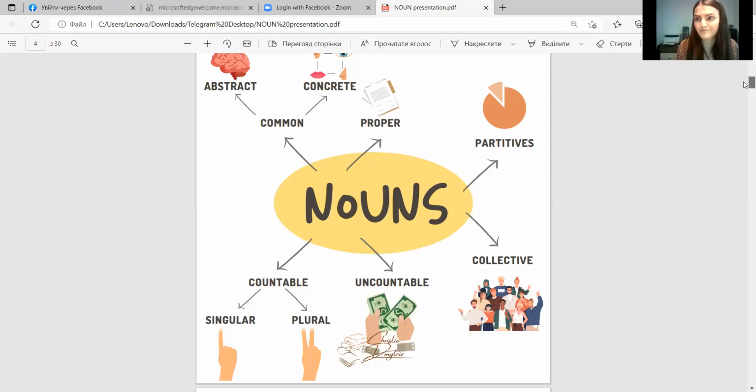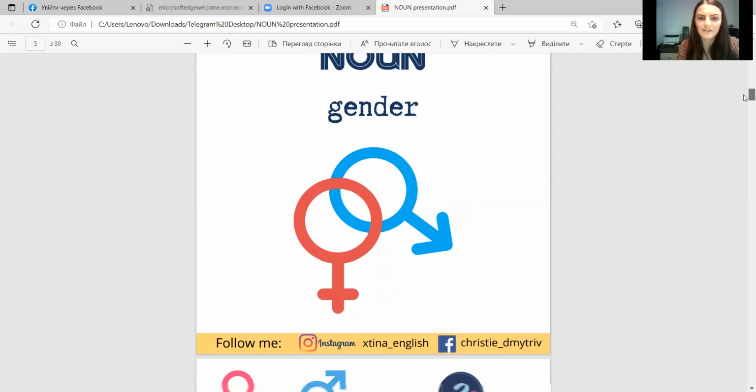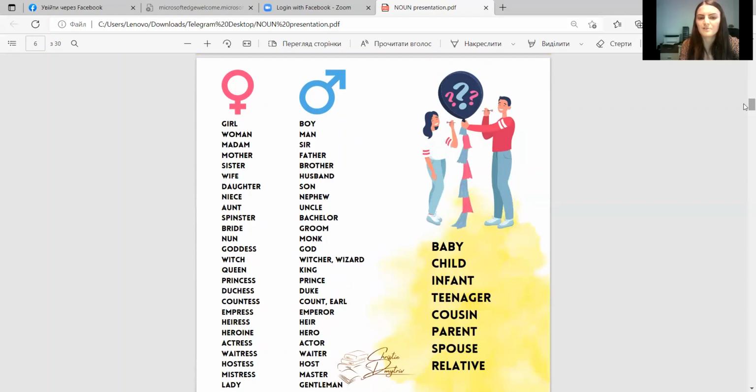So, the next subtopic is gender of the noun. Gender means рід. In Ukrainian, we have the same category. Okay, we have female, male, and neutral, or feminine, masculine, if we follow Latin expressions. And here I have prepared for you the list of words which denote two genders, feminine and masculine. The first column is about feminine, and the second one about masculine.